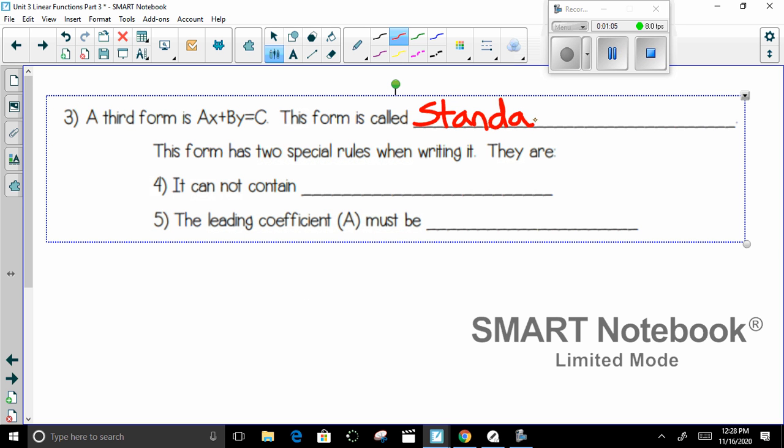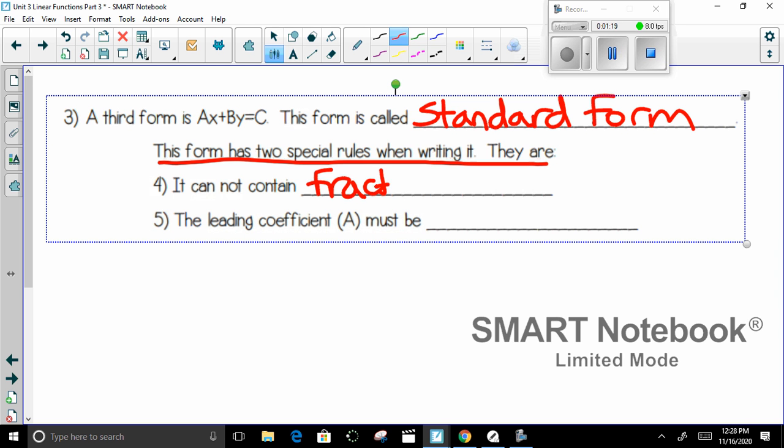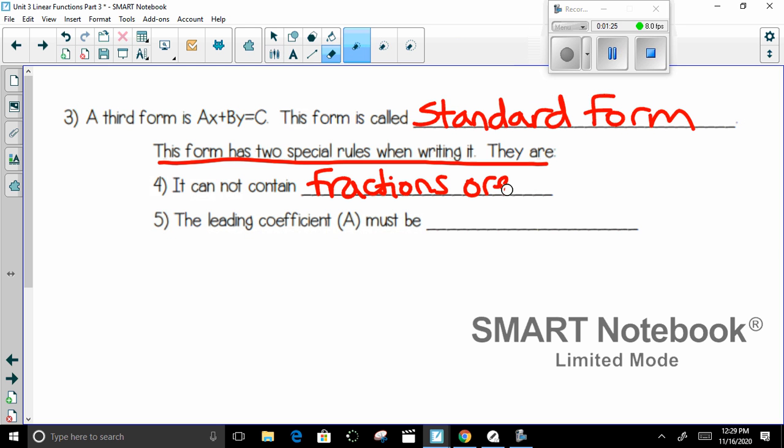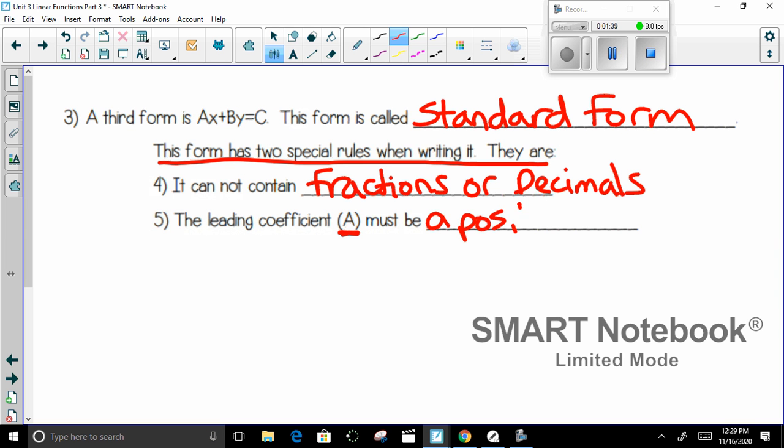Now we've looked at standard form, but we've not talked much more about it. So we are going to go further and talk about that. This form has two special rules when writing it. They are that it cannot contain any fractions or decimals. And the leading coefficient a, which is in front of your x variable, must be a positive number. So those are the two rules for standard form.